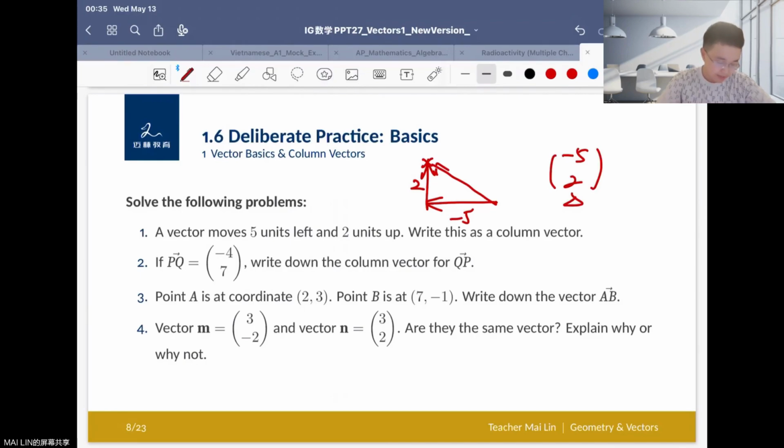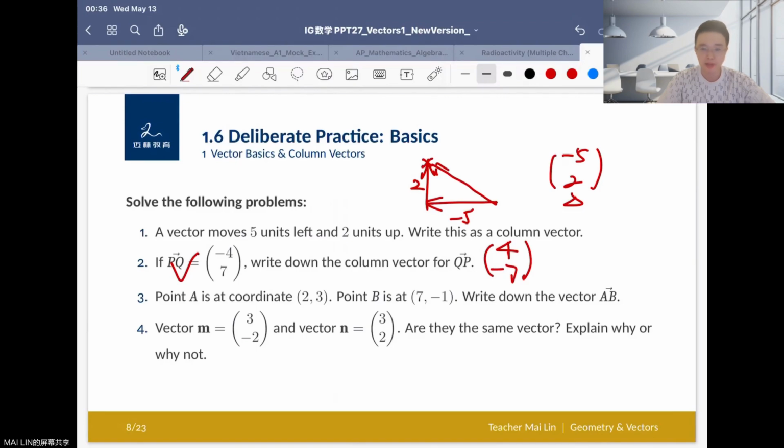For the second problem, the vector from P to Q is (-4, 7), and we have to write down the column vector for vector QP. Please remember that it is reversed. So -4 becomes 4 and 7 becomes -7. So vector QP can be written as (4, -7). That is the second problem.